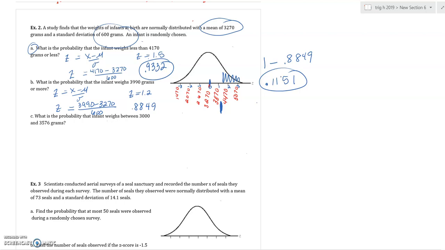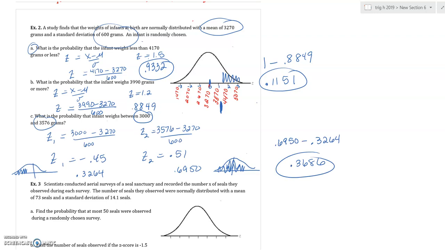Okay, so for the next question now, we need to find two z-scores because 3,000 and 3,576 are your data values. Go ahead and pause the video, find the z-scores, and find the numbers associated with those z-scores on the z-table. Okay, so hopefully you found your first z-score to be negative 0.45 and your second z-score to be 0.51. The numbers associated with those z-scores on the z-table were 0.3264 and 0.6950.